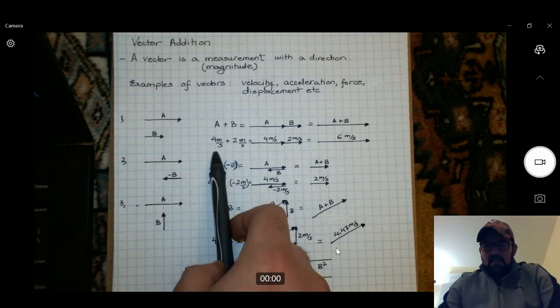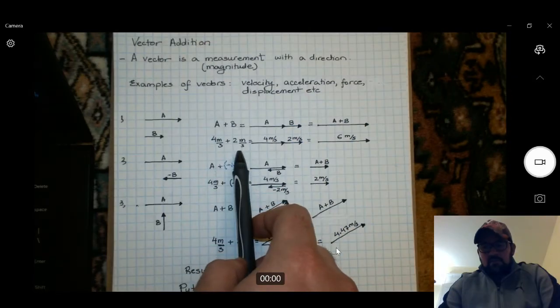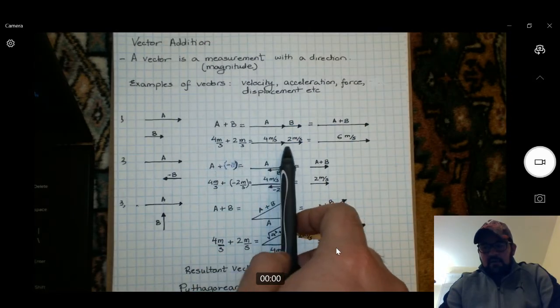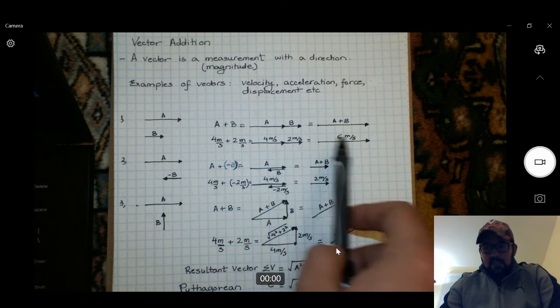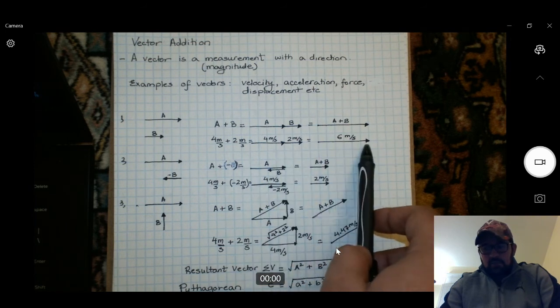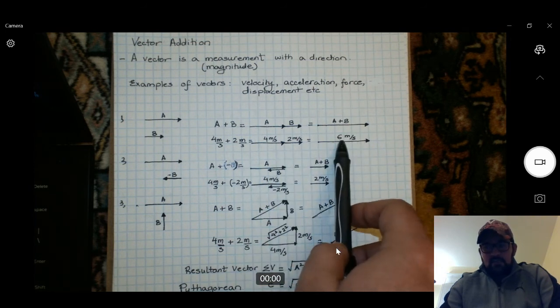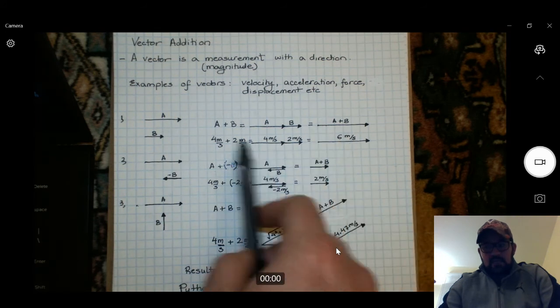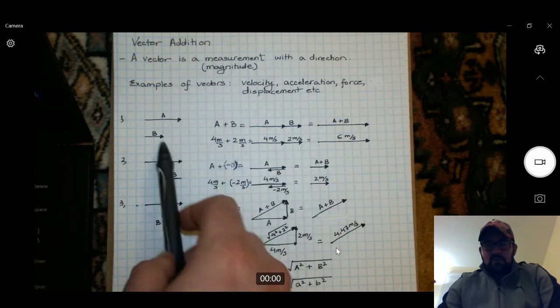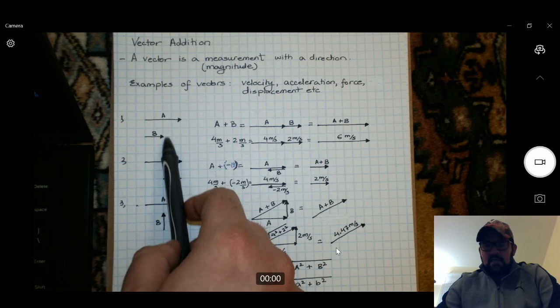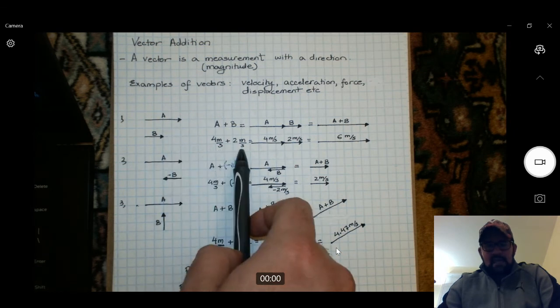So if vector A is 4 meters per second and vector B was 2 meters per second, I rearrange them so that they're touching head to tail, and the resultant vector would be pointing towards the right, and its measurement, its magnitude would be 6 meters per second, which is 4 plus 2. So when vectors are pointing in the same direction, it's very simple. You just mathematically add them.